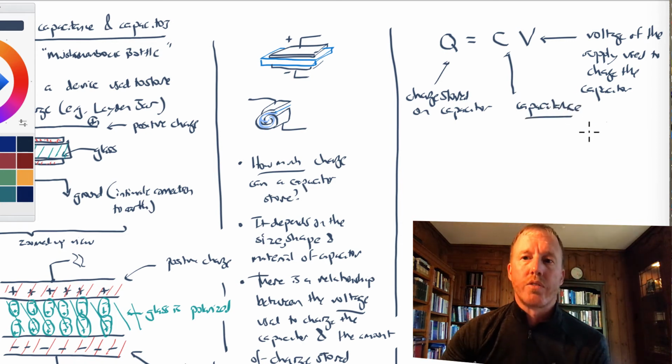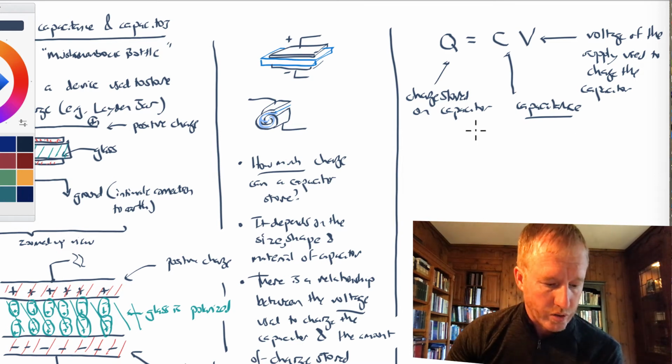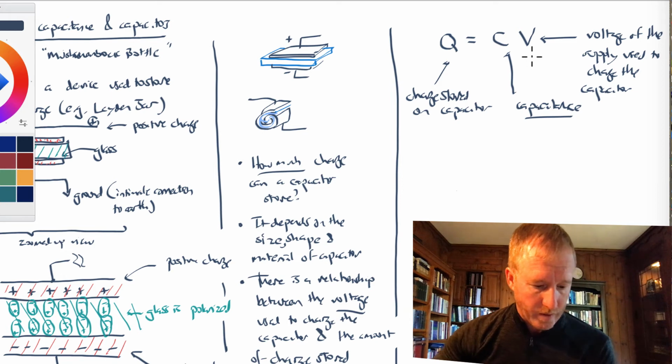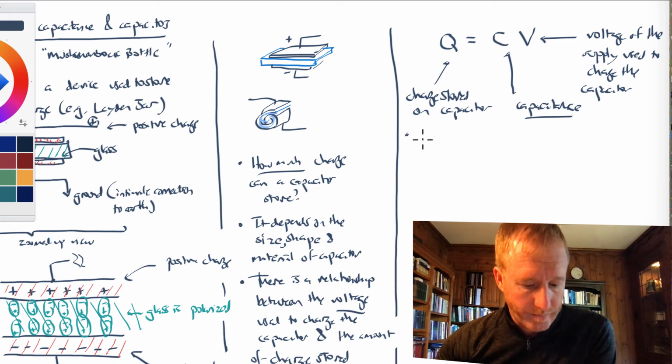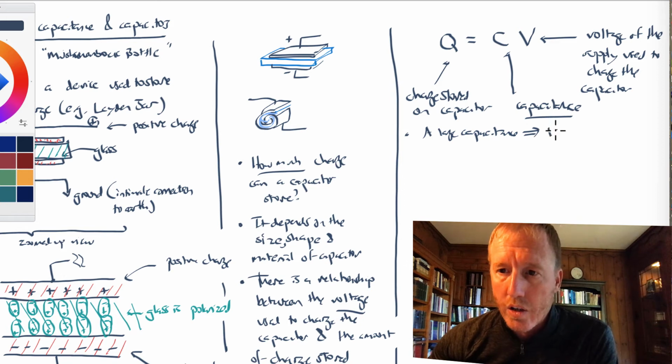The capacitance is a value, a number that describes a relationship between the voltage you use to charge it and the total amount of charge stored. An object with a larger capacitance will hold a larger amount of charge even when you charge it up using the same voltage. Okay, so a large capacitance implies large charge storage.